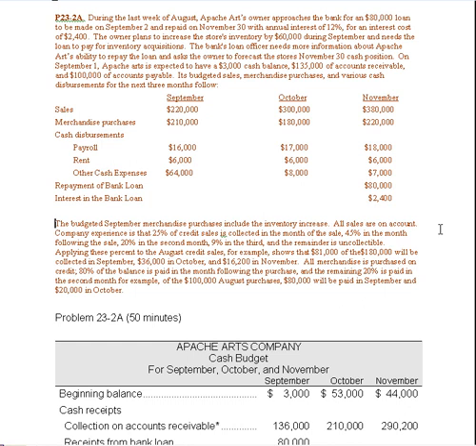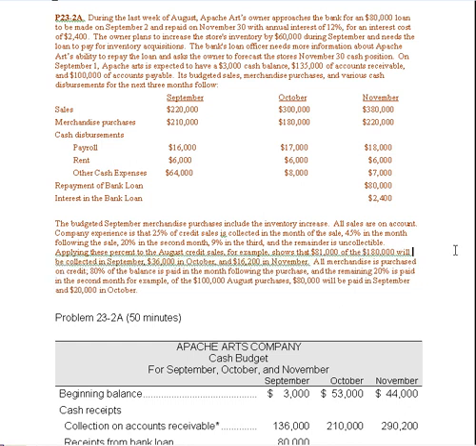Now, the company has an experience that 25% of credit sales is collected in the month of sales, 45% in the month following the sale, 20% in the second month, 9% in the third, and the remainder is uncollectible. Applying these percentages to the August credit sales, for example, shows that $81,000 of the $180,000 will be collected in September, $36,000 in October, and $16,200 in November. Let me ignore that error so that doesn't detract from your reading.